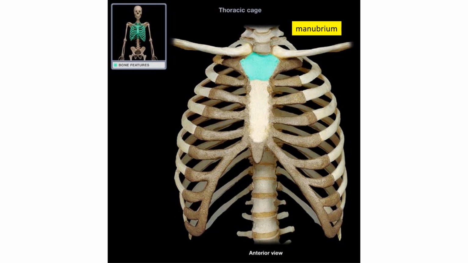And then when we come to the sides, we can see that the first rib is articulating with the manubrium sterni. And then when we go lower down, we can see that there is a transverse line called the sternal angle.